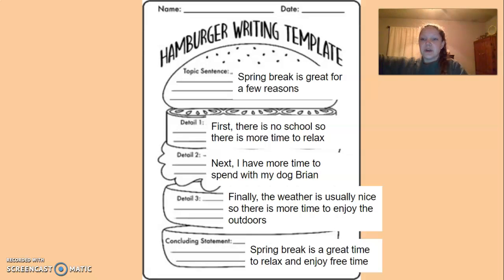Now let's look, I have a third supporting detail because we know all paragraphs need 3 supporting details, 3 key details. So my third one, I start with a transition word. I say, finally, the weather is usually nice, so there's more time to enjoy the outdoors. So I have 3 supporting details, and they all use transition words. And then I have a concluding statement. Spring break is a great time to relax and enjoy free time.